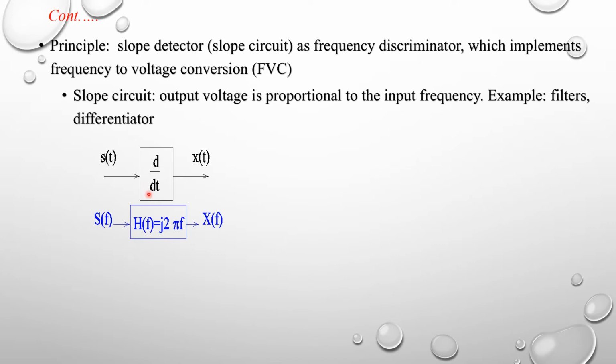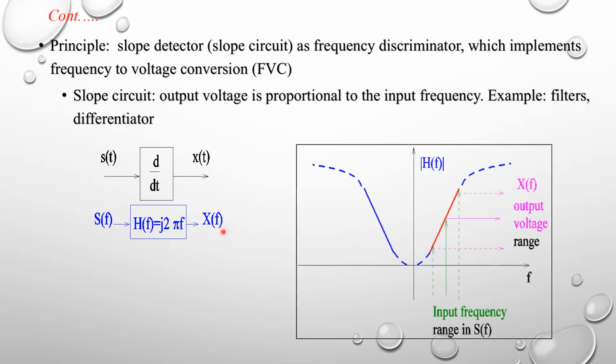Here this is the differentiator circuit, the differentiator input is S of t and the output is X of t. The X of t is the differentiator output. For example, you take a filter circuit, whose input is S of f and output is X of f. So for example, you consider one band eliminated filter, and this is the characteristic curve, this is H of f, and this is the frequency.